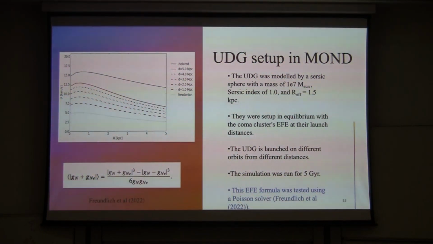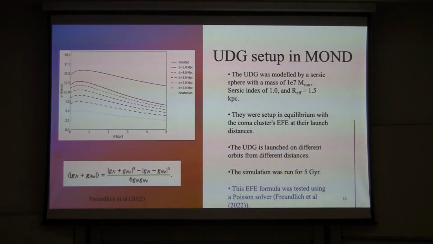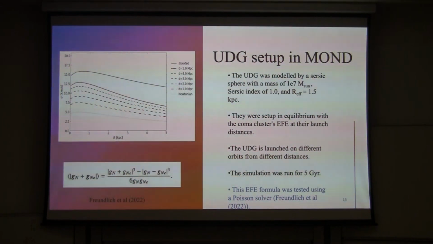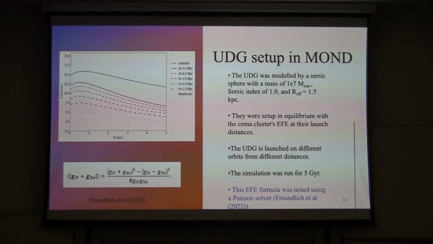Now we are to place this UDG inside the cluster, but the cluster has an external field effect, so we have to place them in equilibrium with the external field effect. So we use this formula for acceleration, and then we set up Sérsic spheres with the following parameters such that they are in equilibrium at the location they are placed in, and then we launch them on different orbits. The simulations, all of them, are run for 5 gigayears.